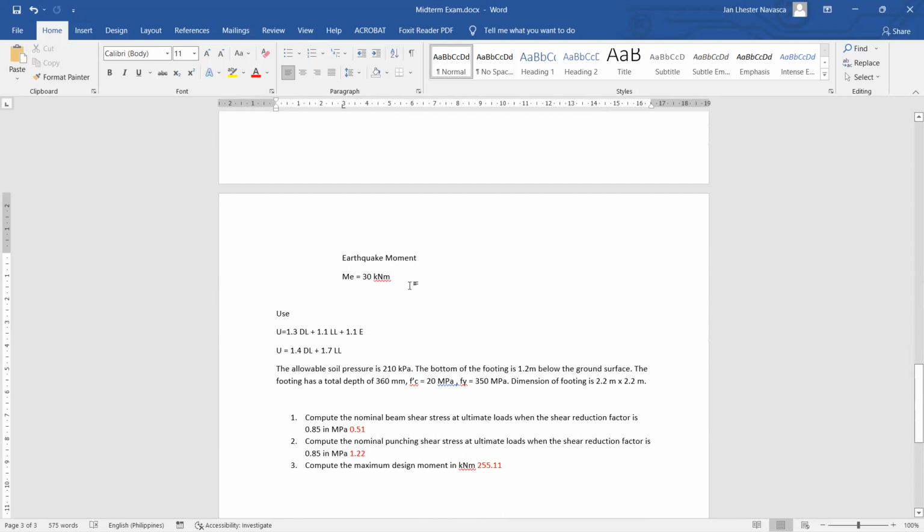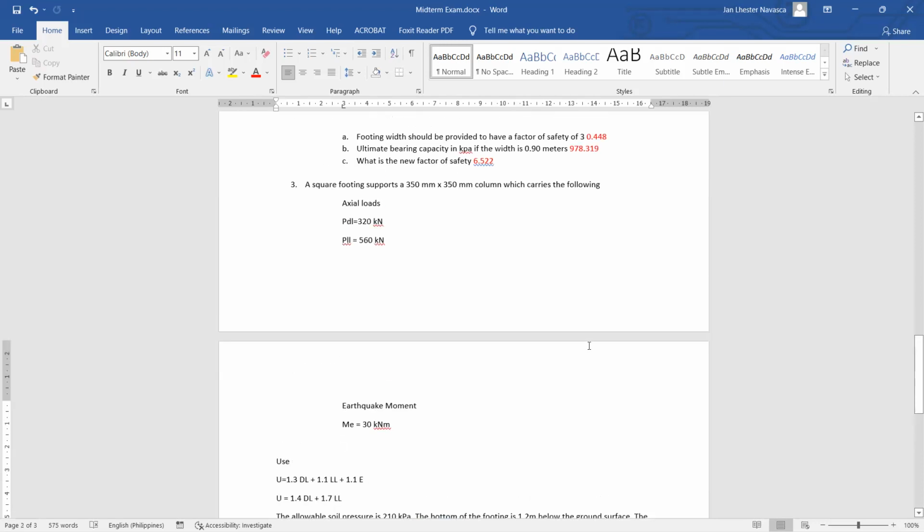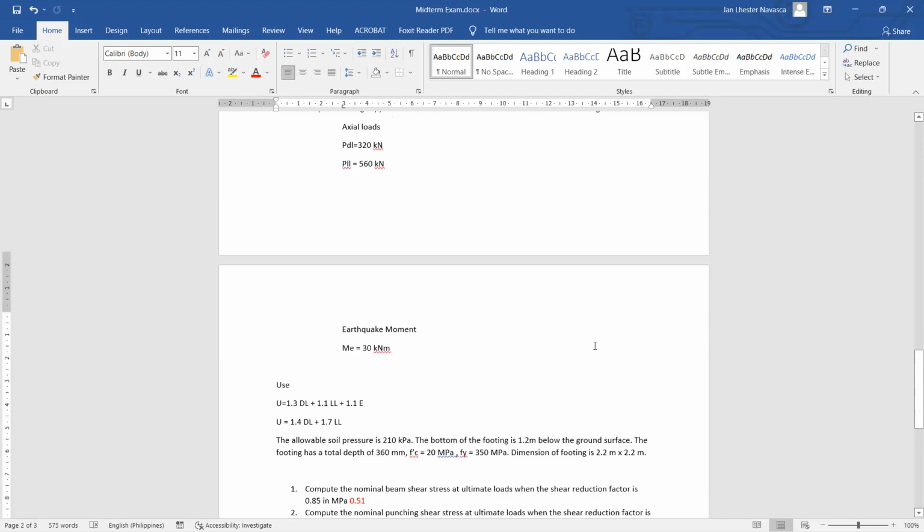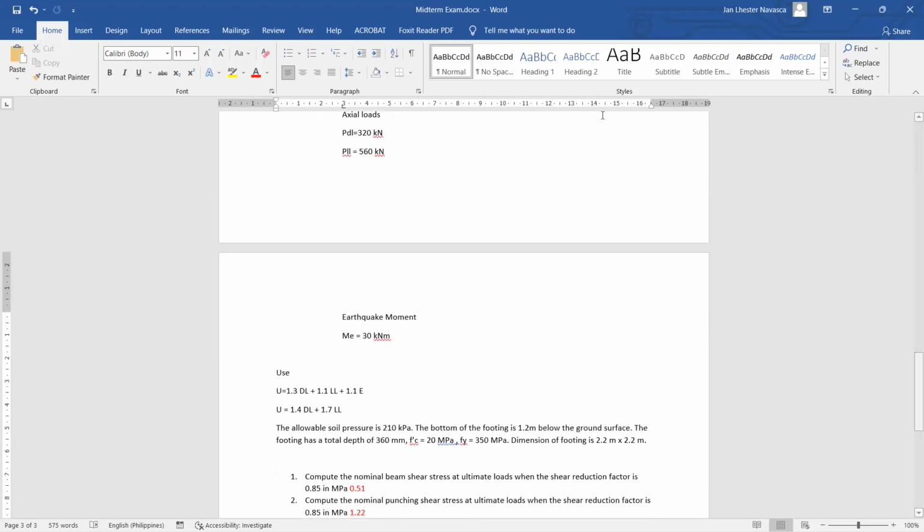Okay, so using the load combinations, hindi ko nalagay dito yung envelope method. Okay lang naman since yung given example problem ko is naka-envelope na. So anong ibig sabihin ng envelope? Ibig sabihin you will get the maximum ultimate loads based on the load combination. So it doesn't matter kung anong combination yung nag-govern.